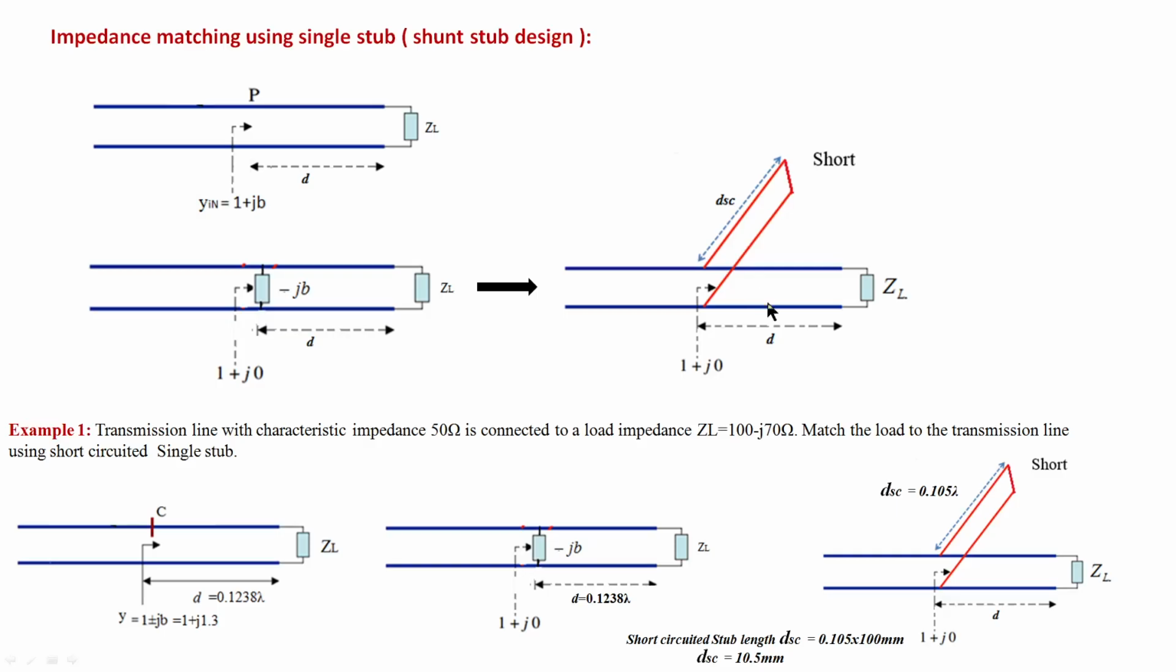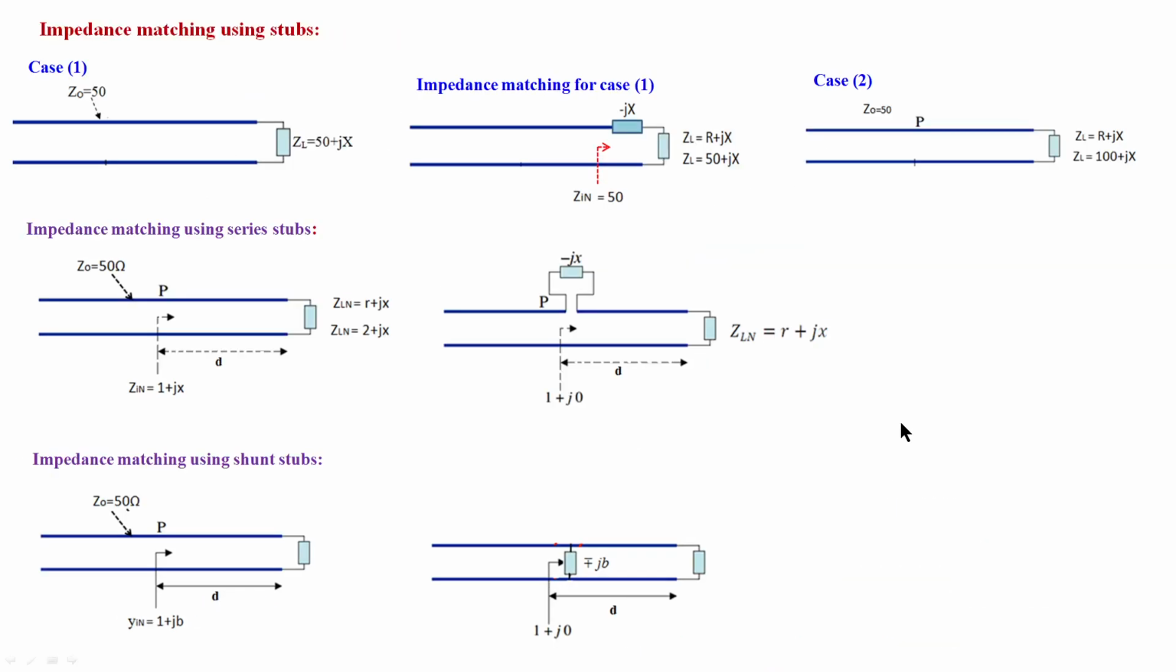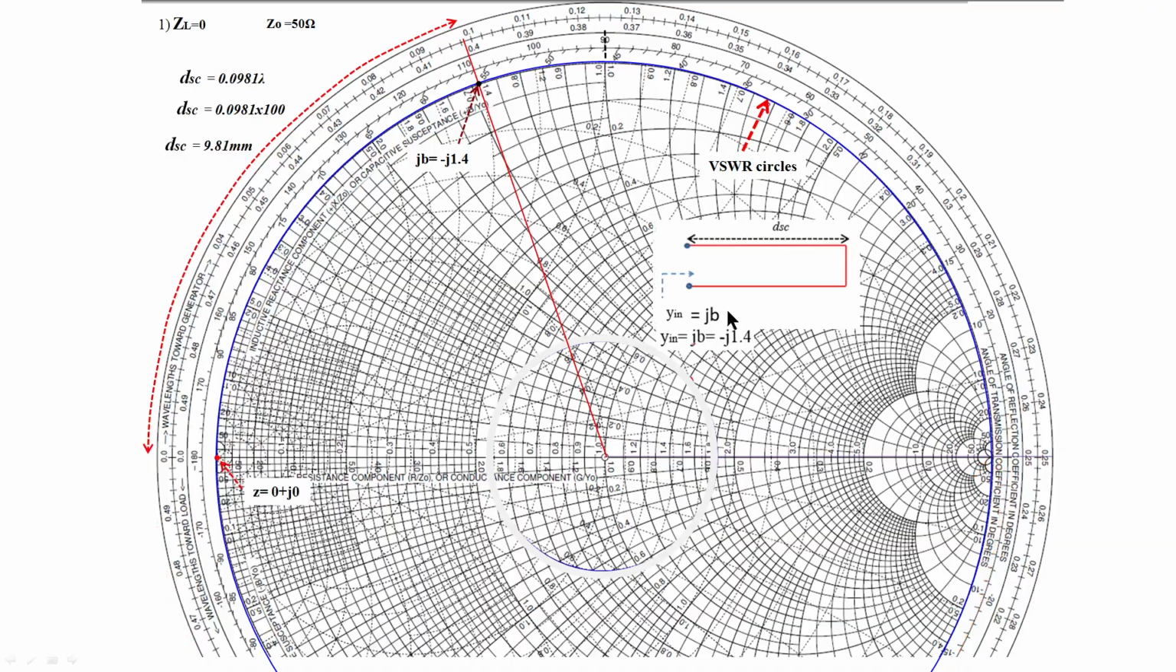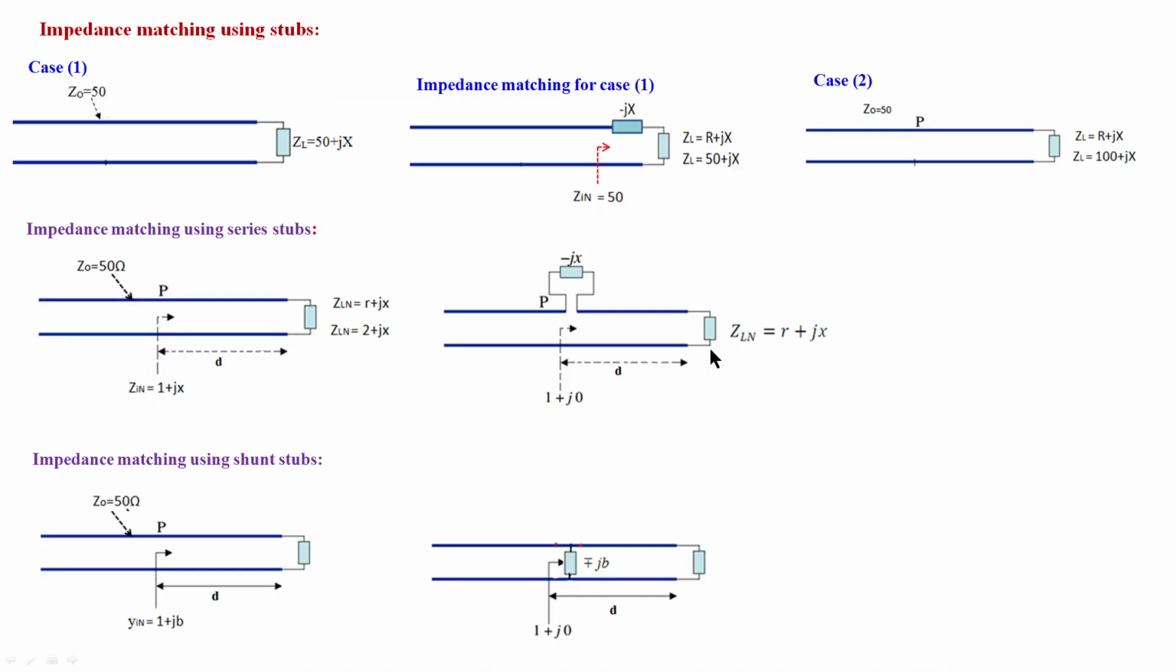Stub connection. You can design a stub based on your value and insert that stub here. It behaves like a component. That's why it is called a single stub design. Just one single stub you insert here to cancel whatever existing reactance is here, and you will get a match. That is called series stub matching if you do it like this.